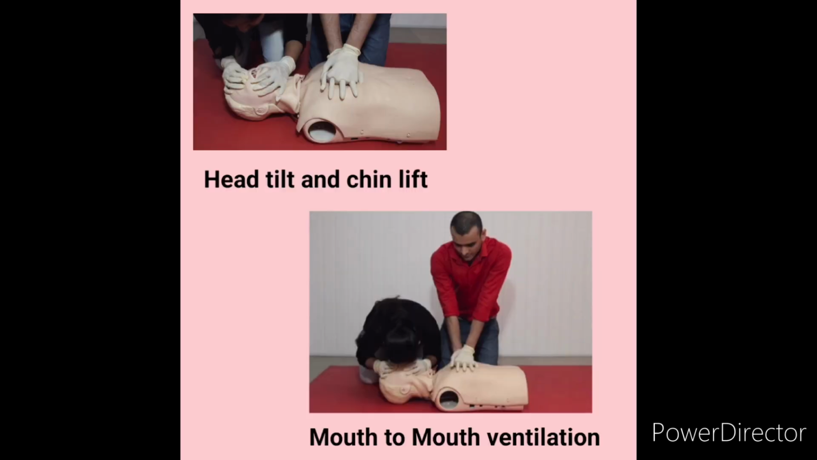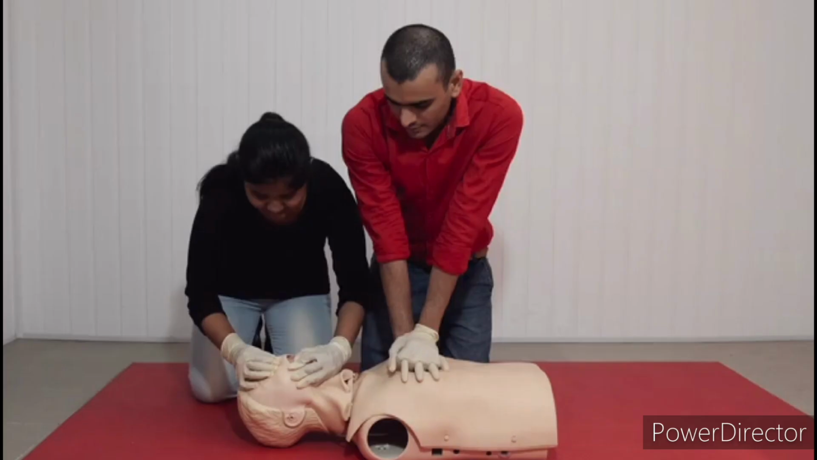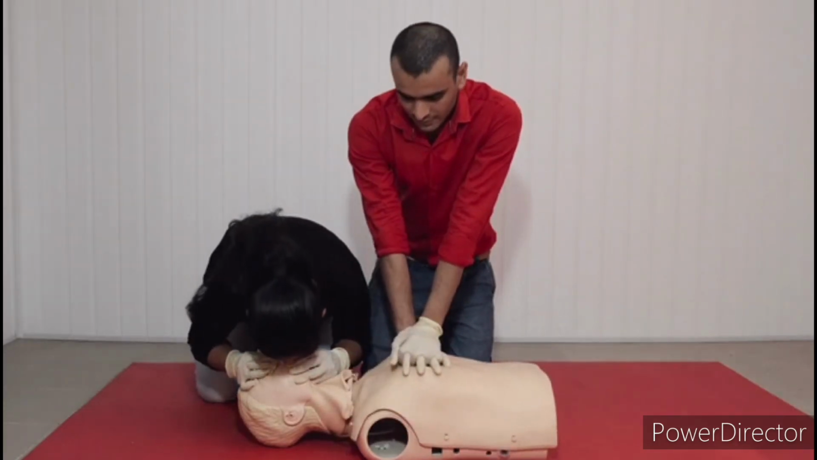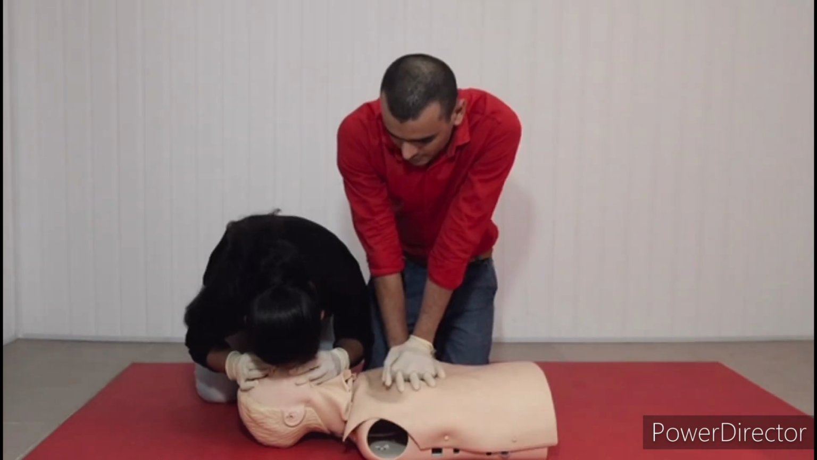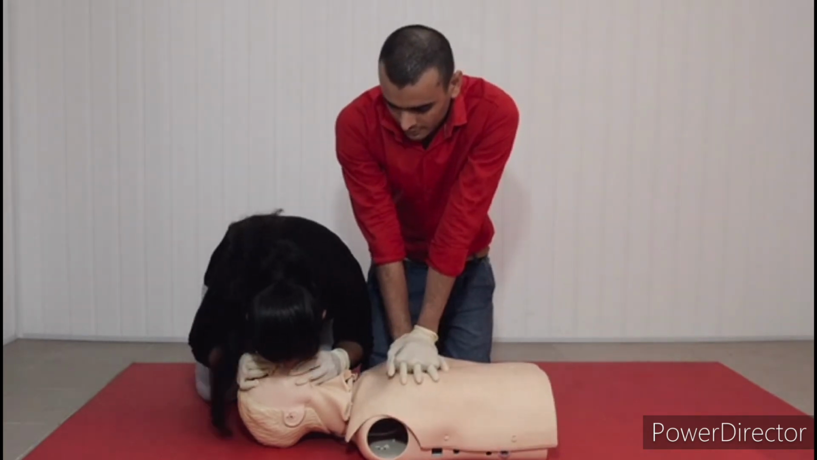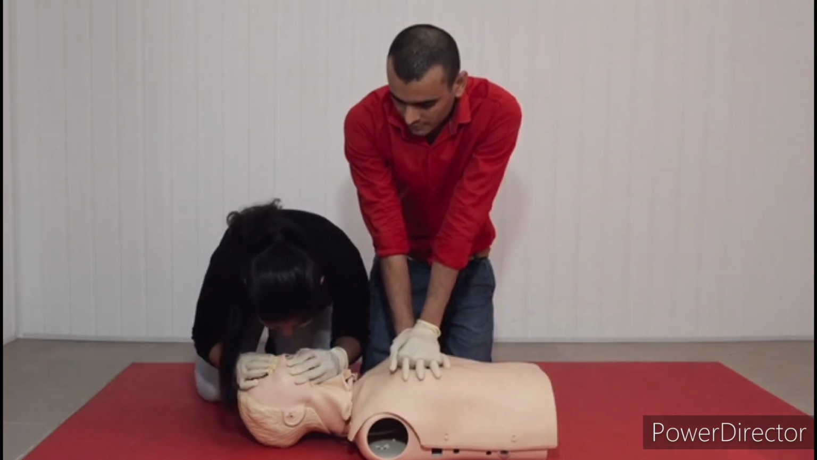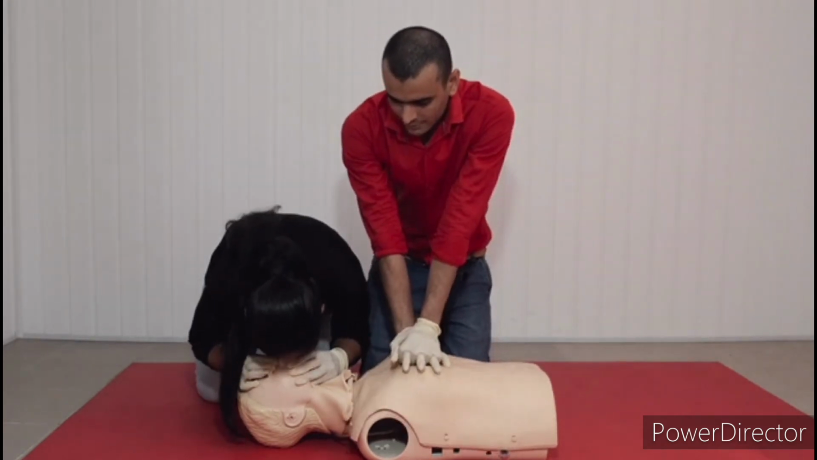Here we can see in this picture the head tilt and chin lift technique in the first picture and mouth to mouth ventilation in the second picture. In this video we can see the mouth to mouth ventilation. Pinch the nostrils closed with thumb and index finger, take a deep breath, open your mouth wide, place it outside of the victim's mouth, making a tight seal. 2 full breaths are to be given over 1 second.